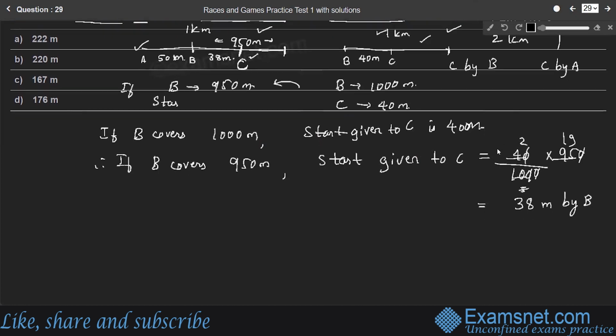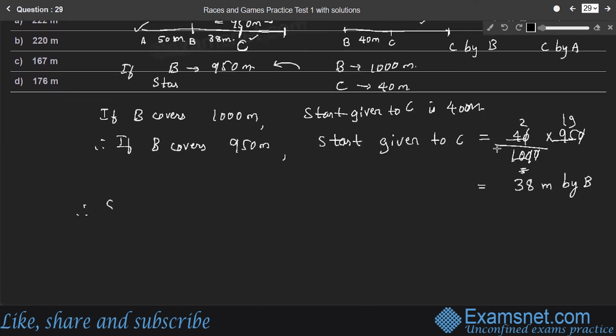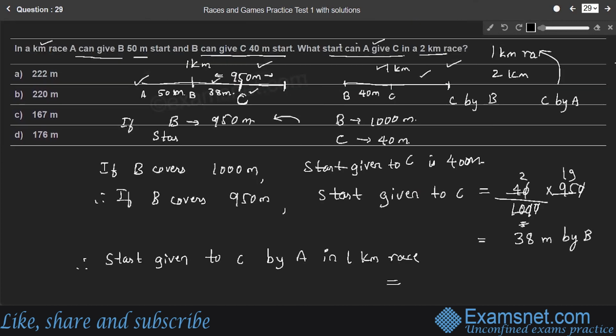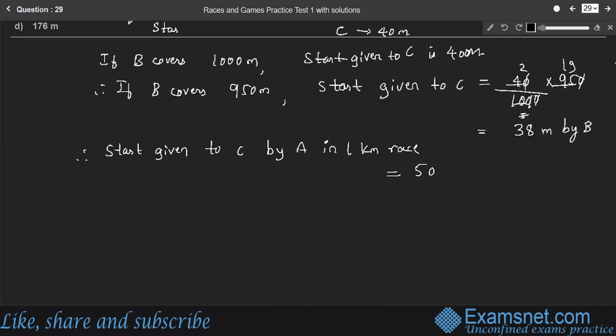Therefore, we'll mention, therefore, start given to C by A in 1 kilometer, right? In 1 kilometer race, start given to C is 38 meter plus 50 meter, right? Here, A to B distance is 50 meter, plus 38, it is 88 meter. So 50 plus 38, which is 88 meter, given to C by A. This is in 1 kilometer race.